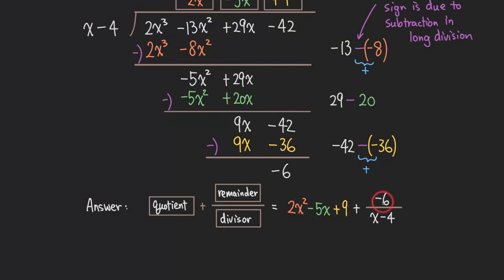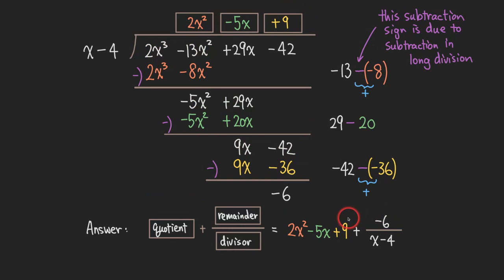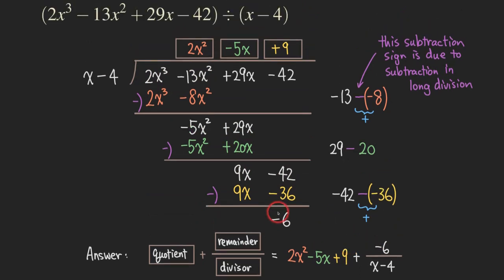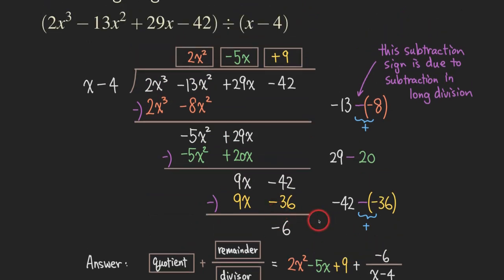So that's our answer. And it's important to put the plus sign right here, because if you don't put it, it will cause confusion. We don't know whether the operation between the 9 and the fraction is a multiplication, right? It should be addition. And so that's that. That's it for this problem.